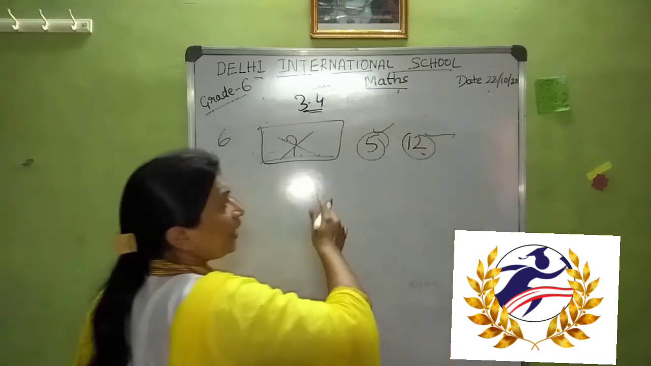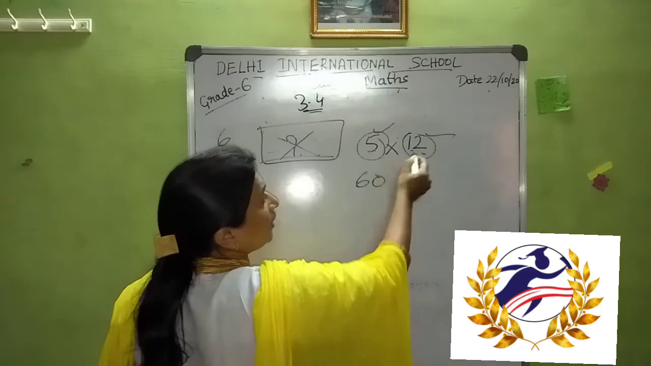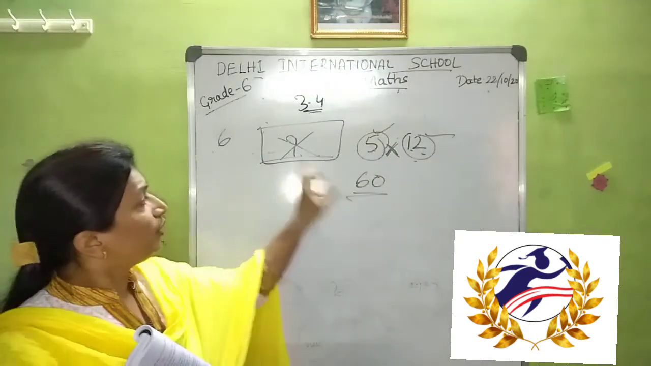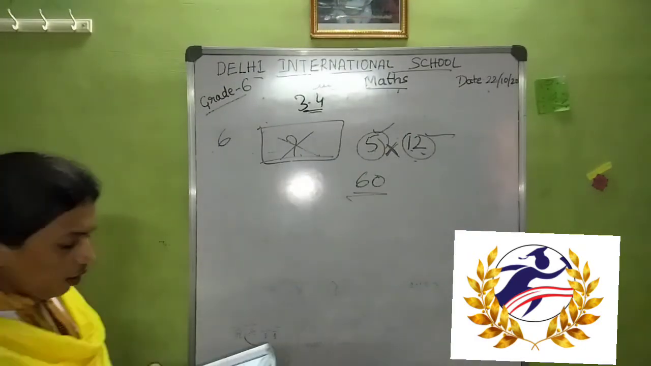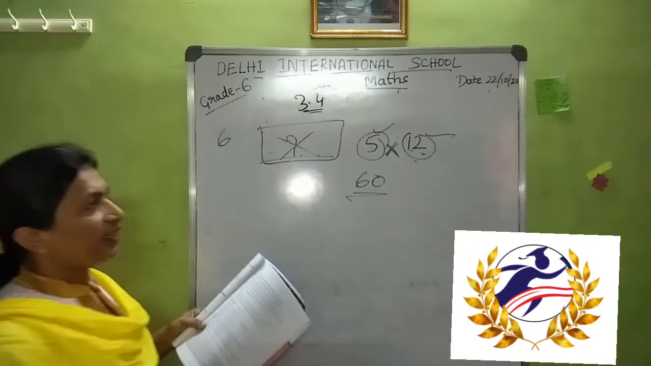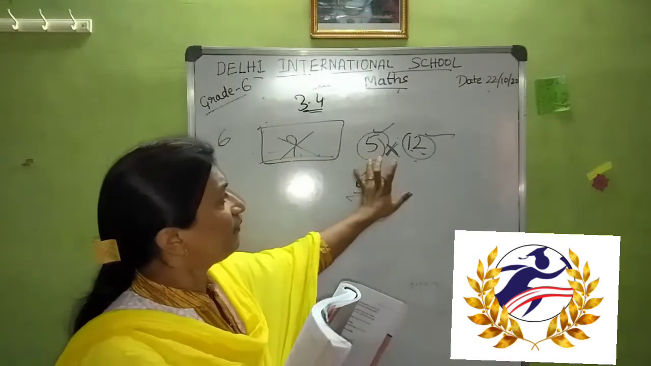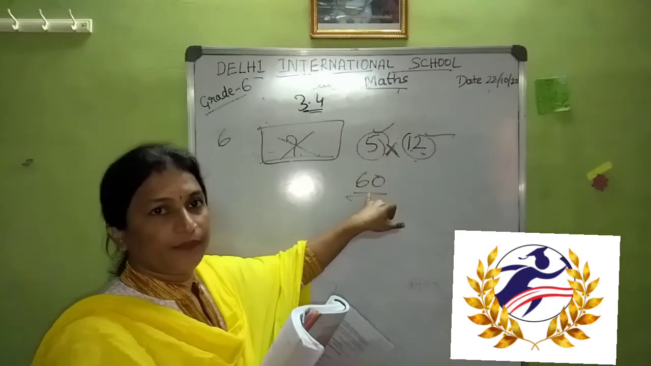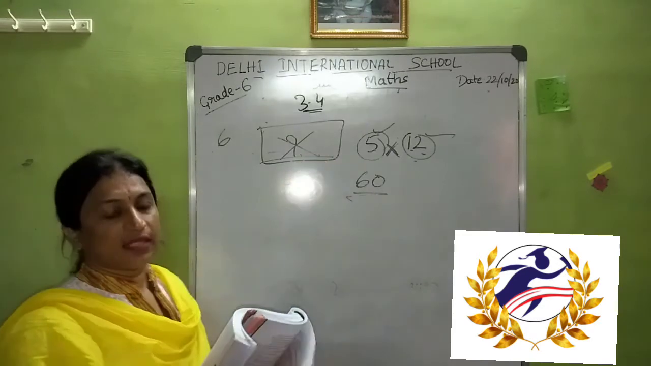Divisible by both 5 and 12, that is definitely 12 5s, 60. When we multiply these two, how much do we get? 60. The number will definitely be divisible by 60. Okay, so that is the answer. When this number is divided by both 5 and 12, the product of these two also definitely divides this number.